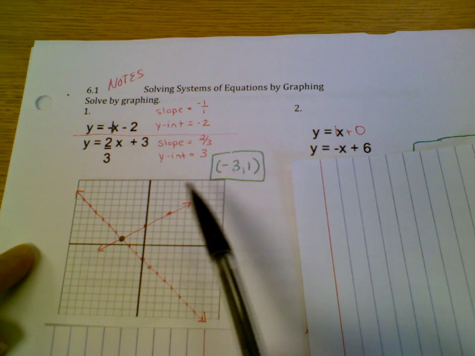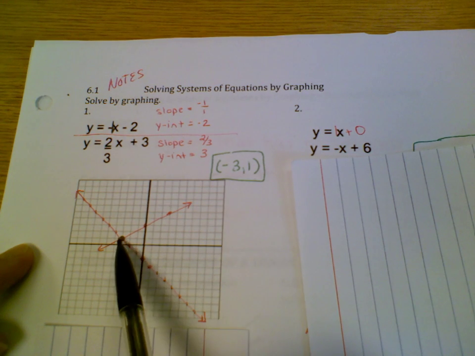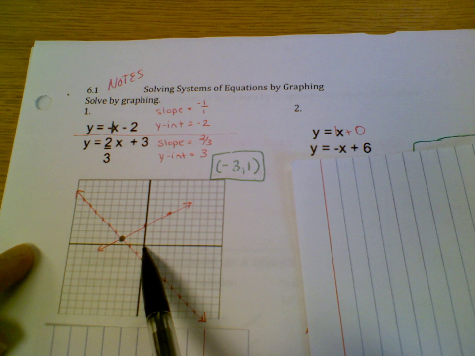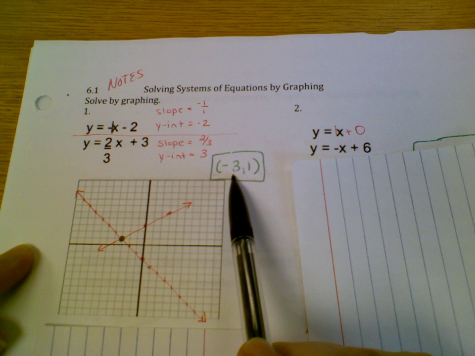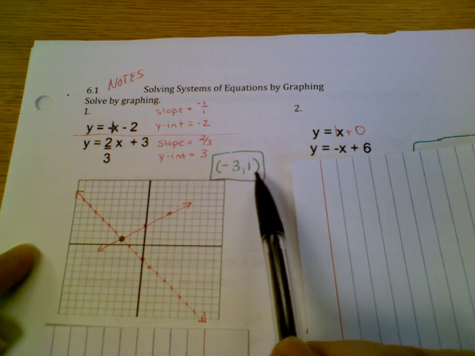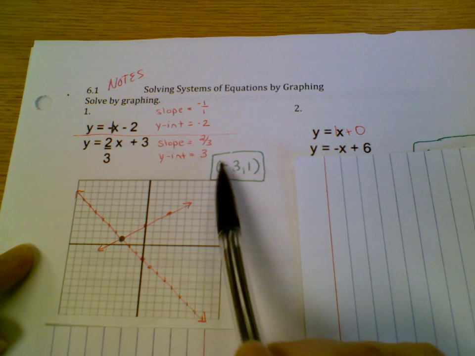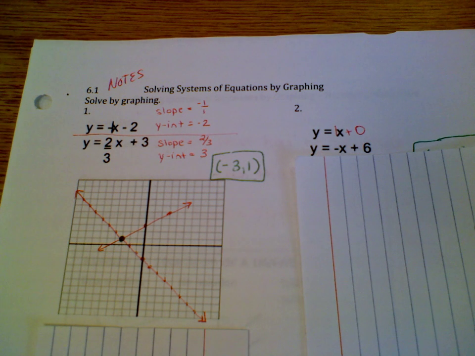Where they intersect is my answer, so then I find the coordinates of this point. Starting at the origin, I would go left 3, which is why my x coordinate's -3, and I go up 1, so my y coordinate's 1. So here is my answer. You're going to pause the video and try number 2.